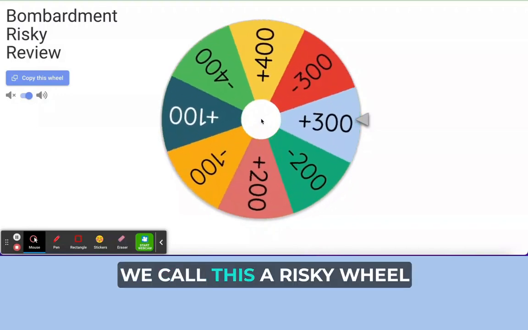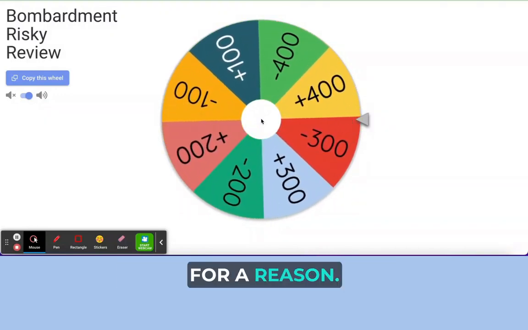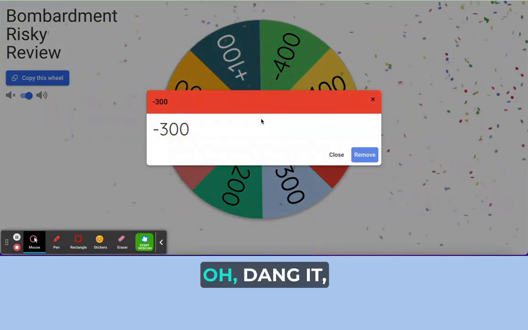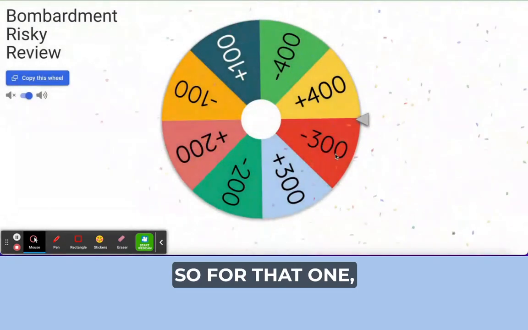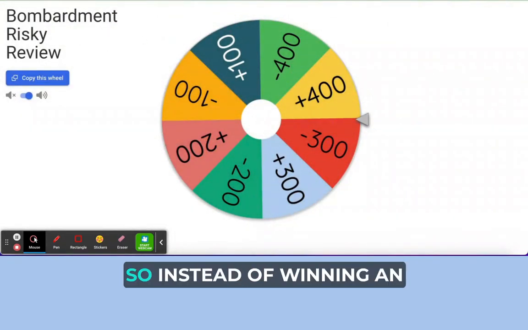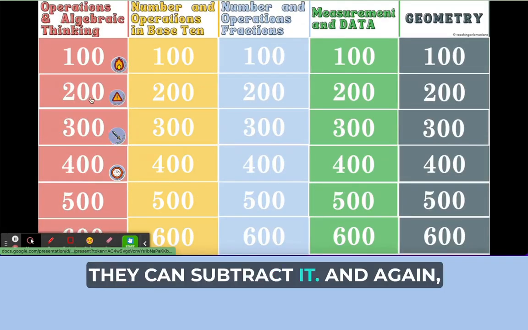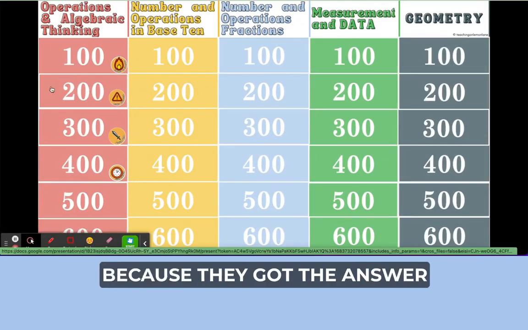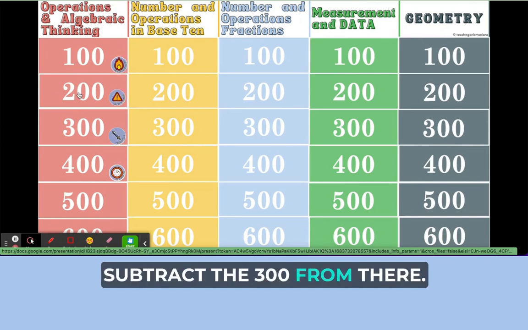And remember, we call this a risky wheel for a reason. Oh, dang it, they lost 300 points. So for that one, that's why we call it risky. So instead of winning an additional amount of points, they can subtract it. And again, you could give them that 200 first because they got the answer right, and then the wheel would subtract the 300 from there.